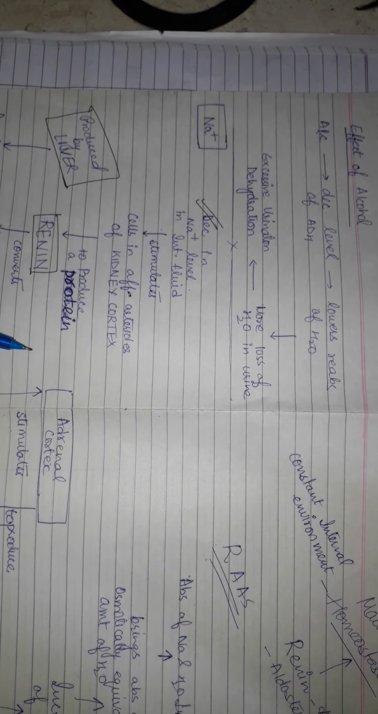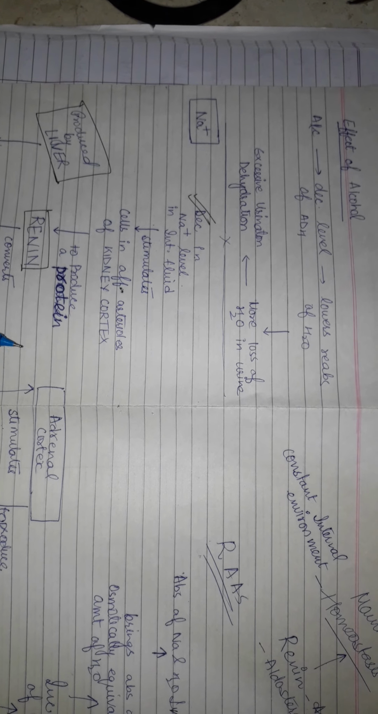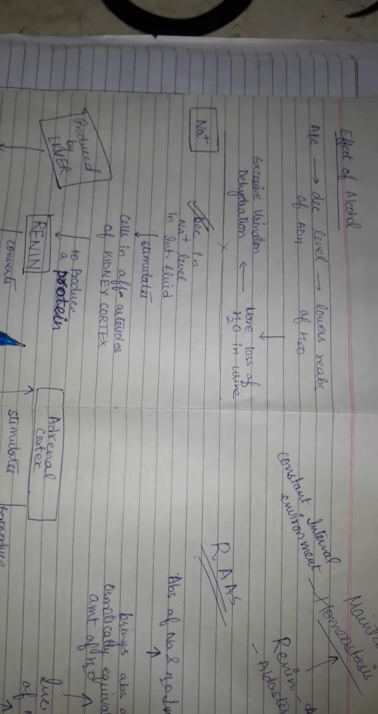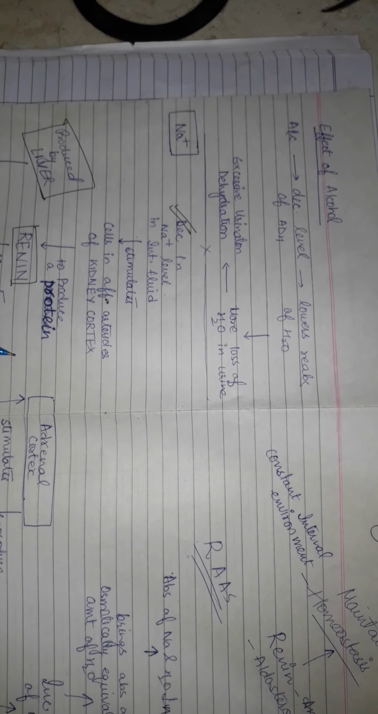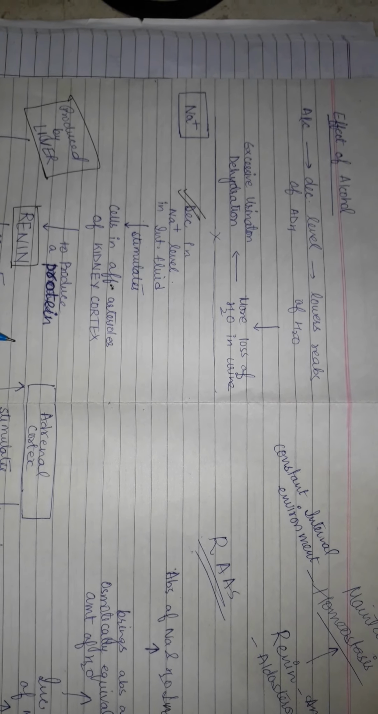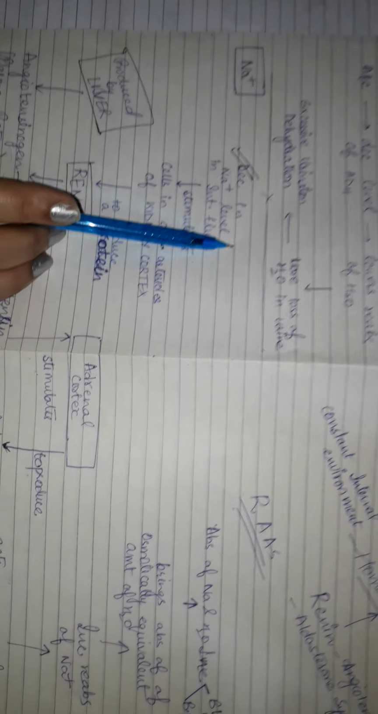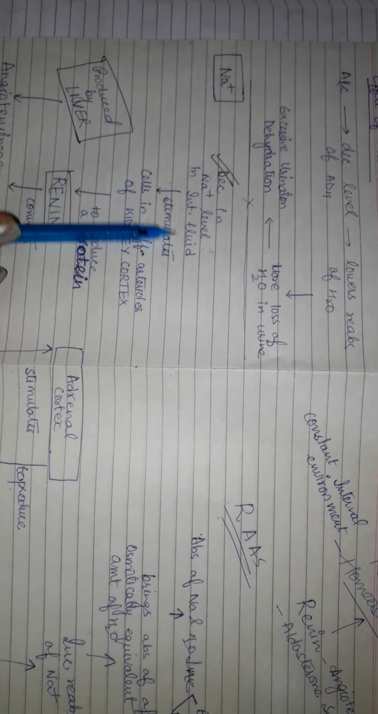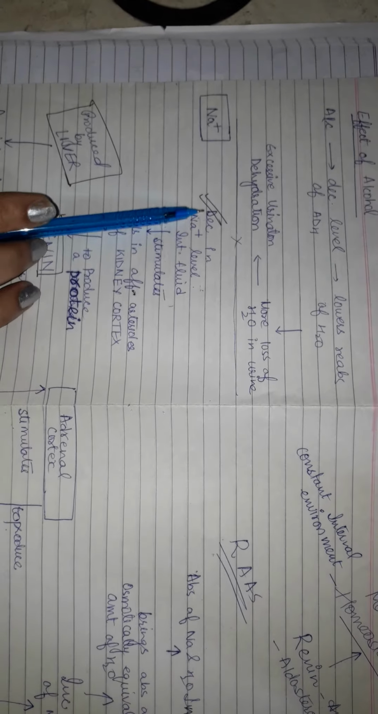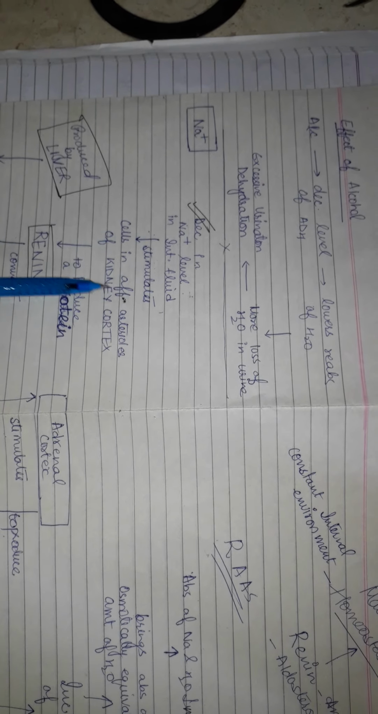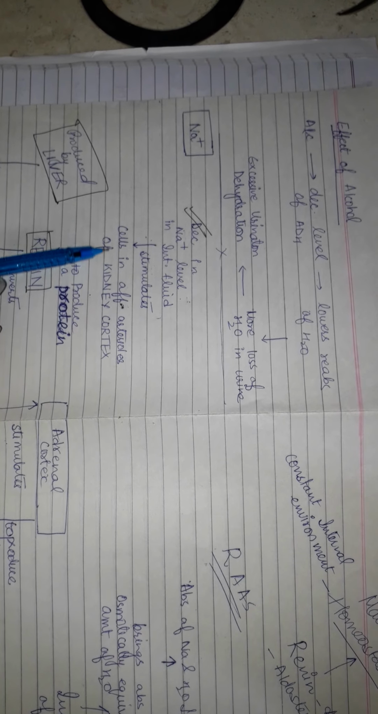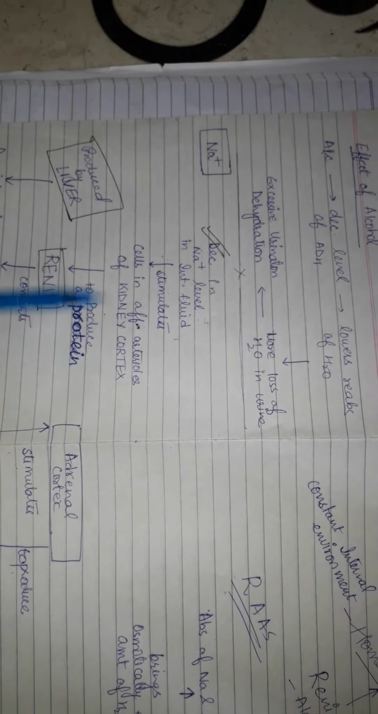The second function of kidney is to maintain the ionic balance in the body. Let us see how kidney regulates the balance of ions. The major ions are sodium ions. If there is decrease in sodium ion level in the interstitial fluid, this decrease in the sodium ion level, it stimulates the cells in afferent arterioles of kidney cortex.